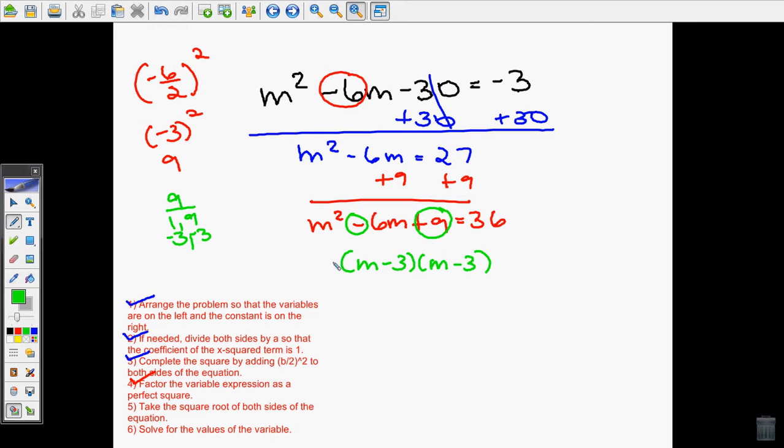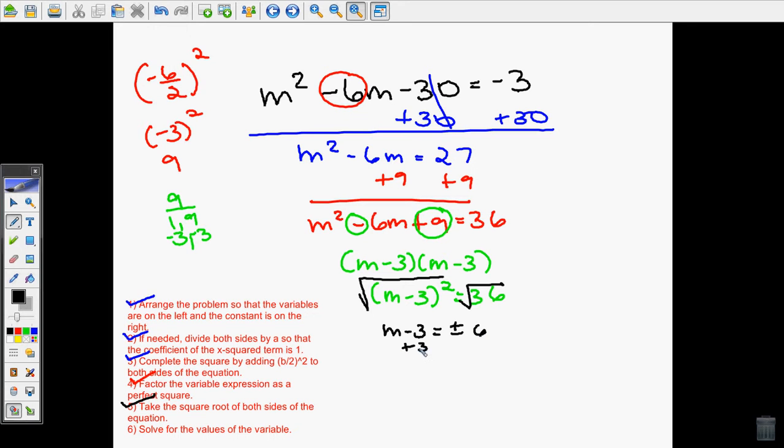But I think with more experience, you'll see how quickly you can do this part right here. So this is going to be m minus 3 squared, and that's equal to 36. So then I'm going to take the square root of both sides. So I take the square root of this side and I take the square root of that side. So this gives me m minus 3 is equal to plus or minus 6.